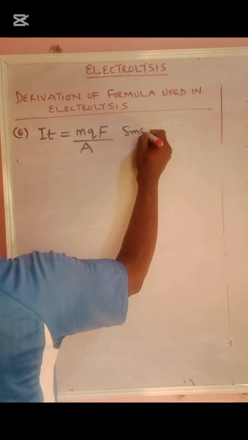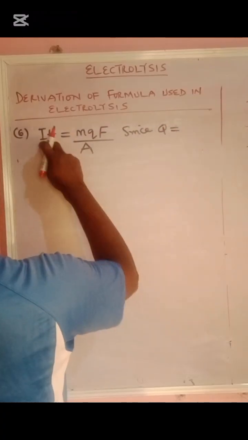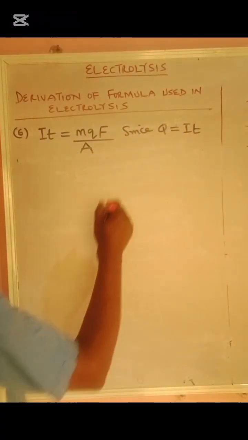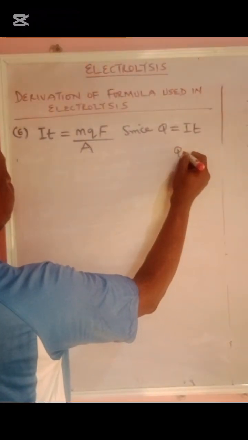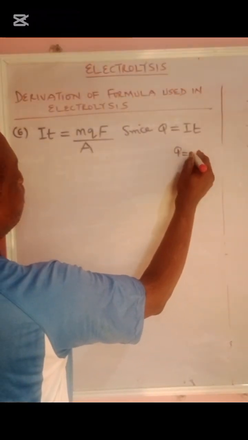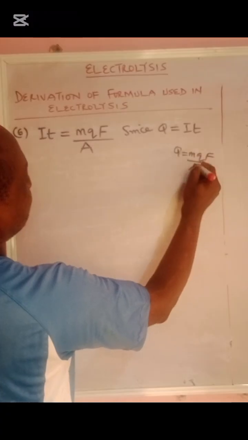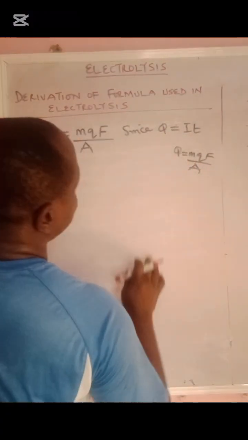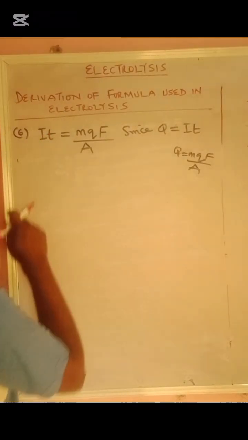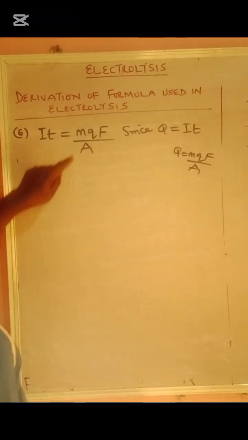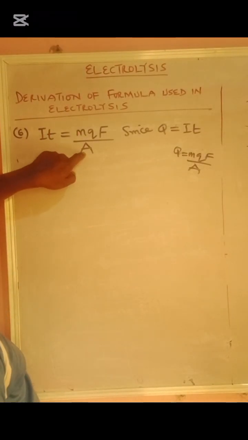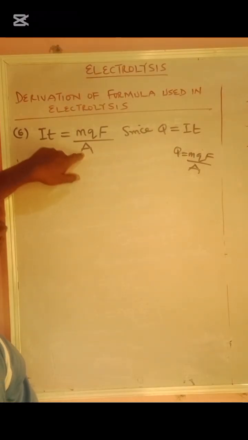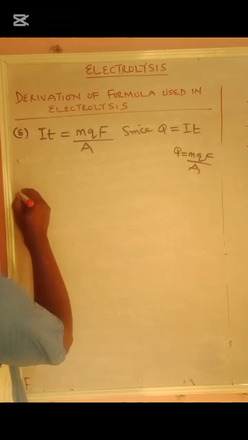Since Q is equals to It, this one is derived from Q is equals to MQF all over A. So anywhere you see Q, it is the same thing as It. That's how we managed to get formula 6, where M is equal to the mass of the substance, the mass number of that element or atomic mass. So number 7.